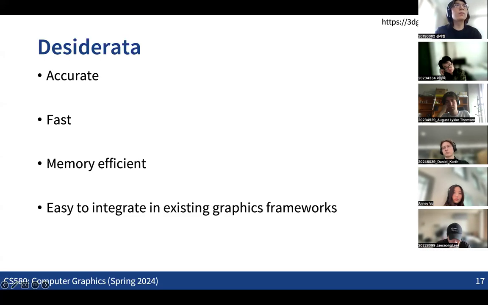So what we want to achieve in this neural rendering pipeline is very accurate rendering output. When you render from some viewpoint, we want to match the rendered image with the ground truth image that we have. And fast rendering is also an important part of neural rendering.